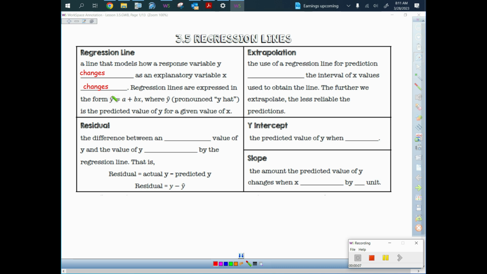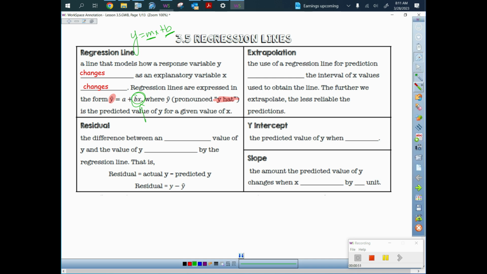Regression lines are expressed in this weird form where they use this y symbol, y hat, pronounced y hat. They do it backwards from your Algebra 1 days. You're used to seeing y equals mx plus b, where the slope is the number in front of x and b is your y-intercept. That's still true, but statisticians put the mx first and the b last. So just remember that slope is in front of x.